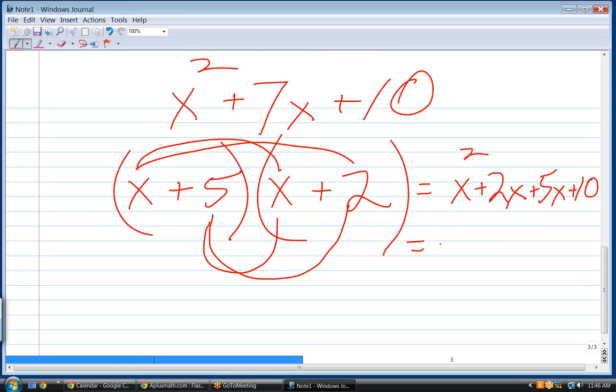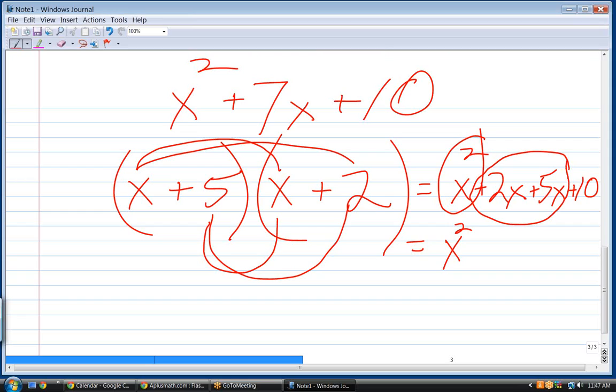No, wait, hold on. 7. Hold on. How many x squareds do we have? Just one. How many x's do we have? We have 1, 2, 3. What's that equal to?